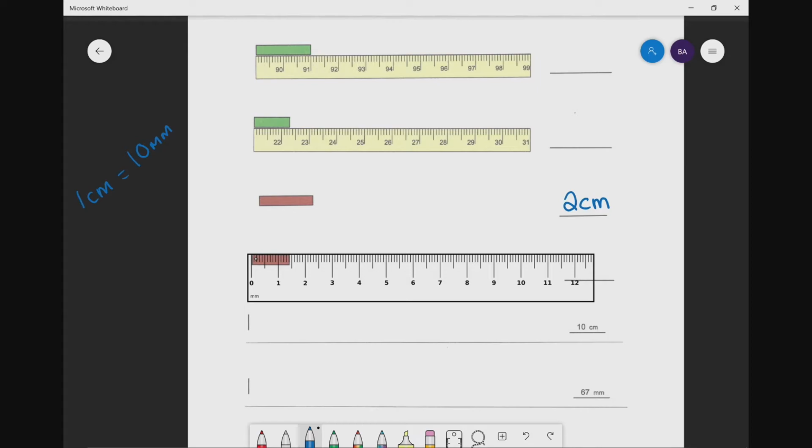So I can see on my ruler, once we get to the 1, that there are 10 millimeters here. And then all I have to do to get the rest is count the rest of the little short lines. So I have 10, 11, 12, 13, 14 millimeters there.